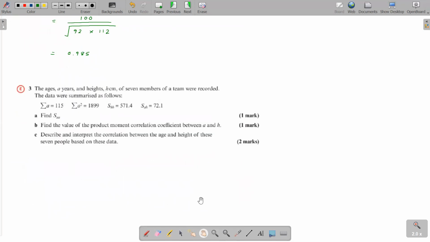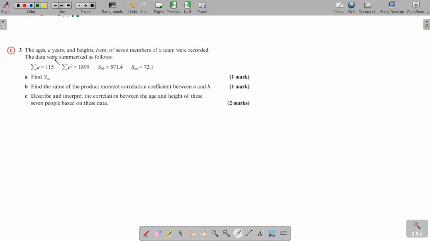I'll go for the third one. So they say here the ages A years and height H centimeters of 7 members of a team were recorded. The data were summarized as follows. So summation A is 115, summation A square is 1899, SHH and SAH is given. Can you see guys? This is SHH is 571.4. This is SAH is equal to 72.1. Find SAA.